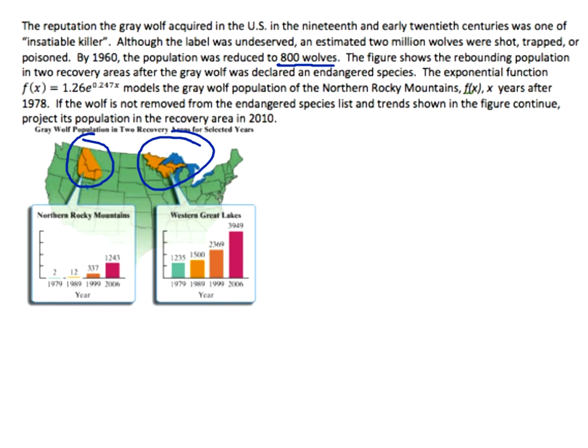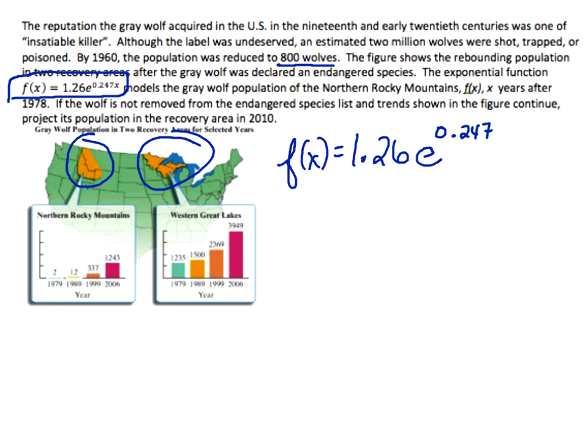The exponential function. Okay, so the reason this particular function, and I'll write it over here, f of x is equal to 1.26 e to the 0.247x. The reason this is considered an exponential function is because your variable for the function is living in the exponent. So this is considered an exponential function. This models the gray wolf population of the northern Rocky Mountains, f of x.